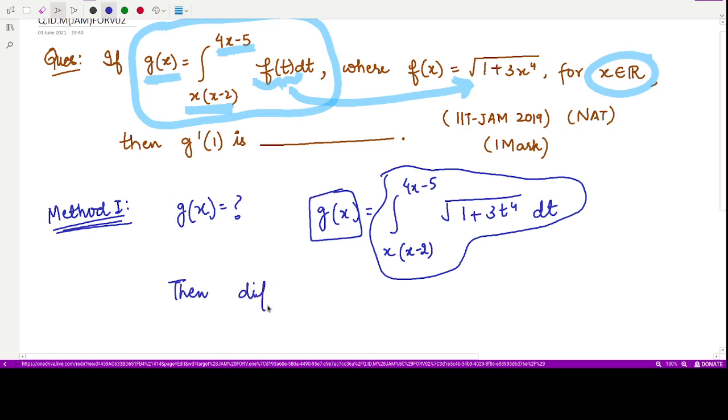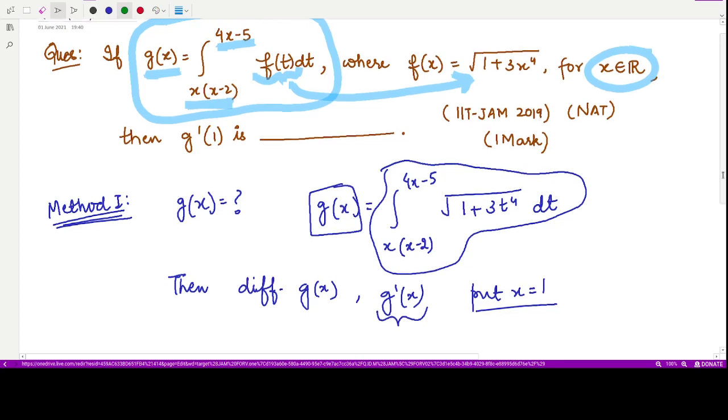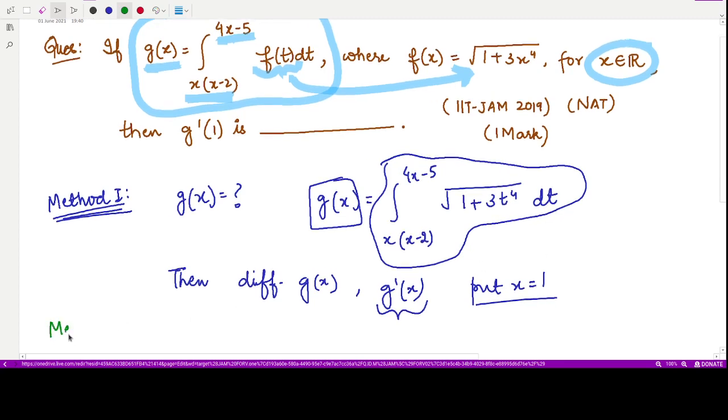differentiate this g of x in order to calculate g dash x, and then substitute x is equal to 1 into the function g dash x which I have just calculated. So this is the first method, which is obviously the longer method and would require more calculations. However, there is another result, so let me write down method number 2.